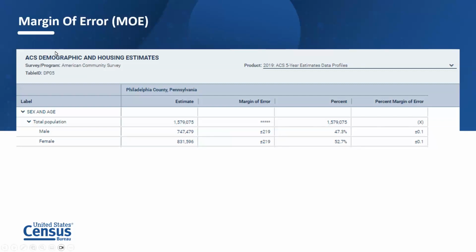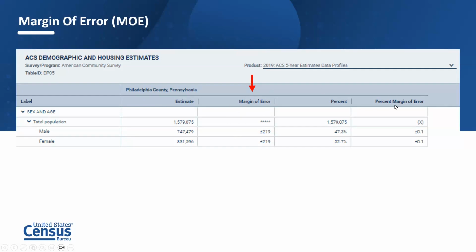So if you haven't worked with a survey before, one of the things to be aware of is something called the margin of error. For instance, this is a table of Philadelphia County, looking at the 5-year estimates for sex and age, so male versus female in Philadelphia. ACS data is considered an estimate because it's a survey, right? So there's always a plus or minus involved, and that's this margin of error.